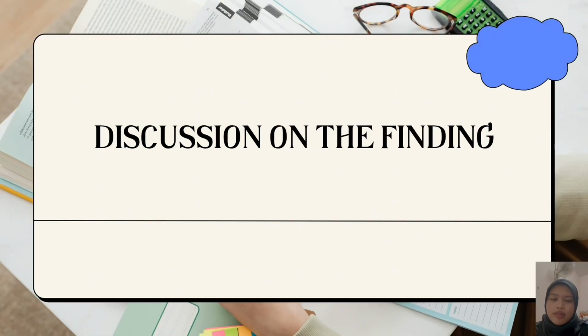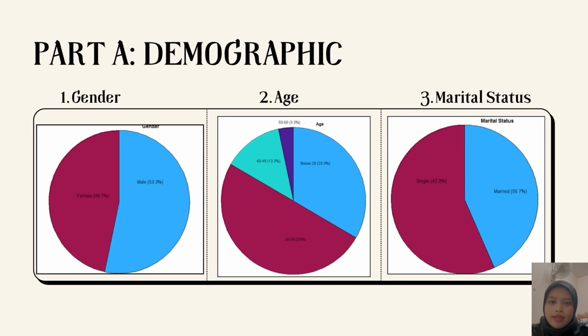Next, to continue the analyzed findings. For part A, define the key demographic factors influencing housing affordability in line with Objective 1. In terms of gender, 53.3% of respondents were male and 46.7% were female. This balanced distribution indicates that housing affordability perceptions are not significantly influenced by gender bias.